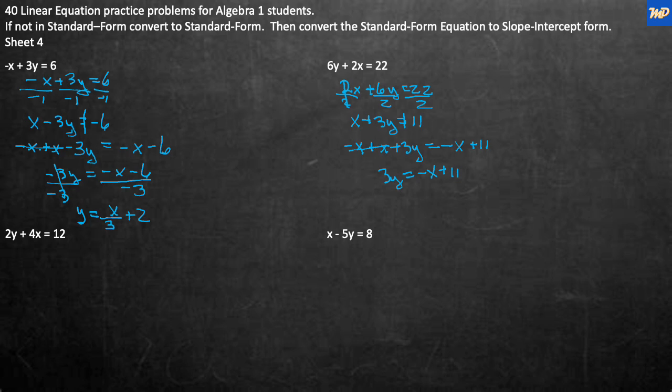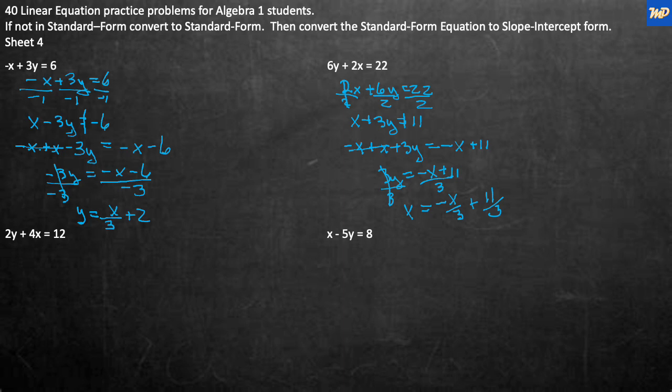We have to get rid of the 3. So we're going to divide this side by 3 and this side by 3. The 3's will cancel. We'll end up with y equals -x thirds plus 11 thirds. Or the constant could be 3 2/3, if your teacher wants you to carry that to that point.